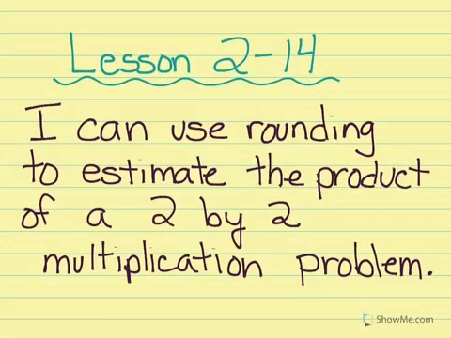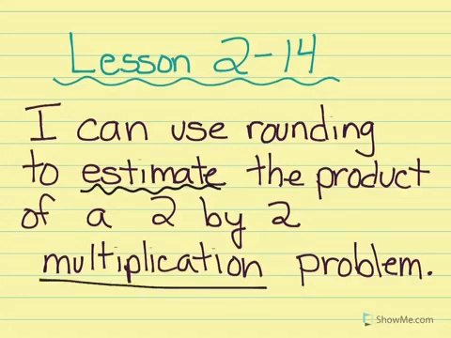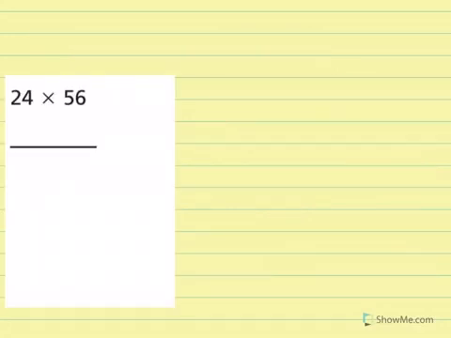Lesson 2-14. I can use rounding to estimate the product of a 2 by 2 multiplication problem. In this first example, we have 24 times 56.